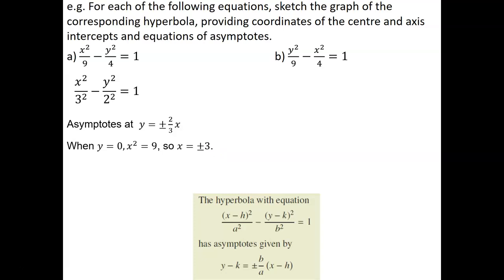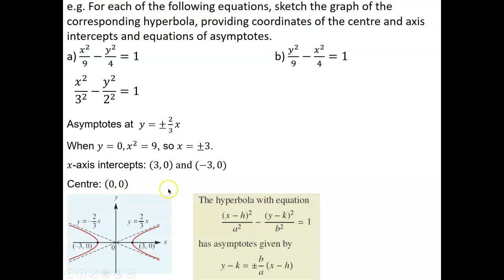I need to find my x-intercepts. They occur when y equals 0. When y equals 0, x squared over 9 equals 1. So x squared equals 9 and x is positive and negative 3. There have been no translations, so the centre remains at (0, 0). And this is what my graph looks like.